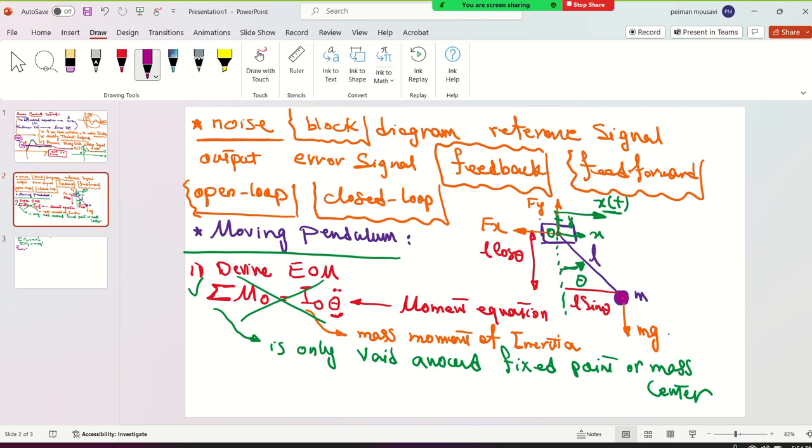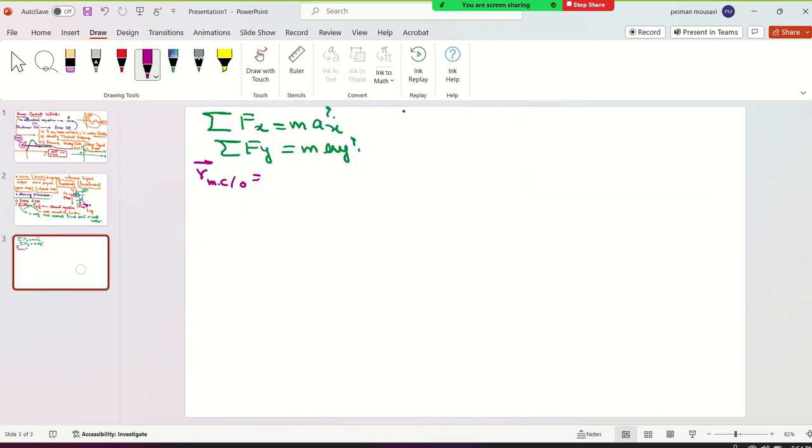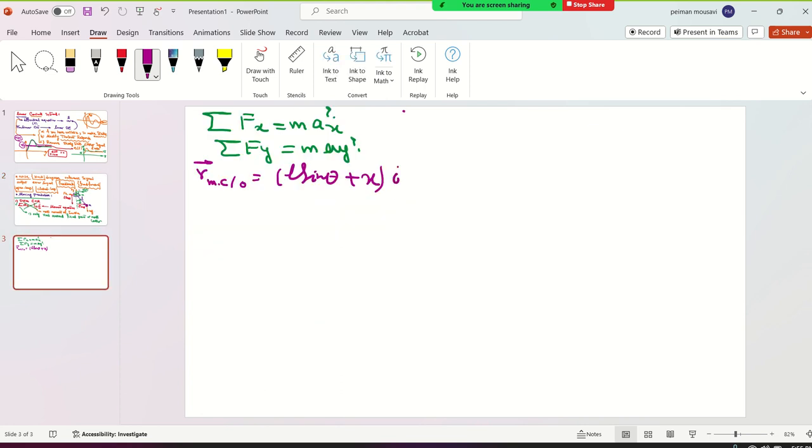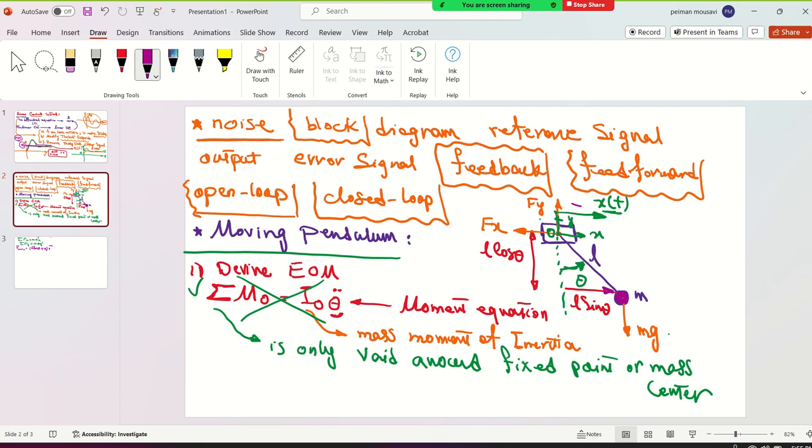Here is this vector, because here is the coordinate system: L sine theta plus x, because point O is moving as x. Clear, guys? In the i direction unit vector. And what is in the y direction? You tell me. Look at the figure. What's in the y direction?